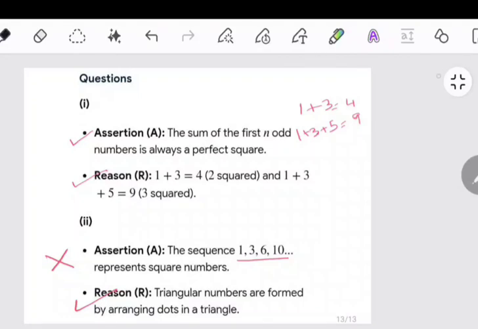Okay. So that's all for today's class. Today we learned how to solve assertion reason questions, understood the difference between square numbers and triangular numbers, and explored a small fractal pattern through the triangular activity. I hope today's concepts are clear.